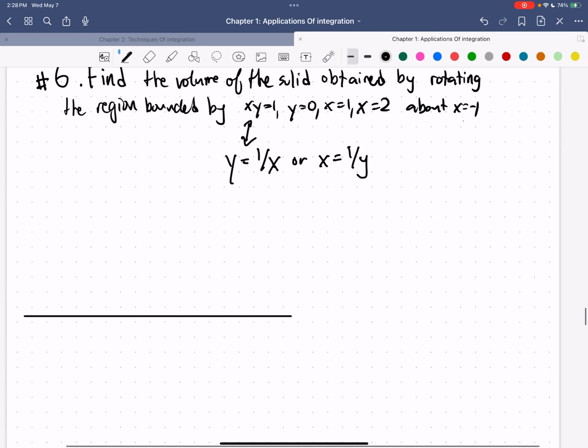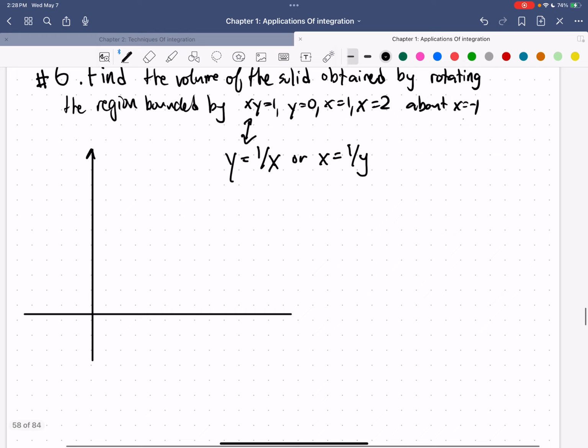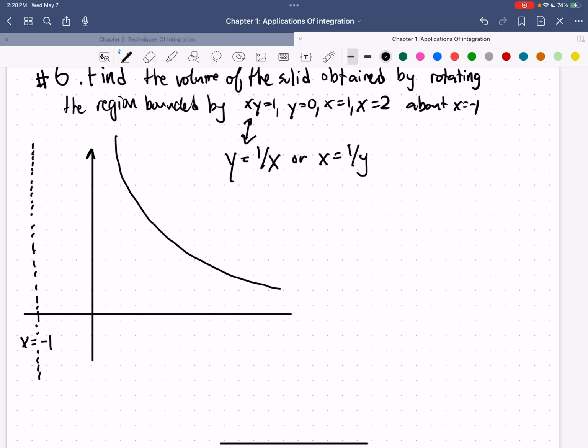So let's start by sketching what we've got. The axis of rotation is x equals -1, so let's put that there. Maybe I'll use a dotted line just for fun. And then we've got xy equals 1. I've already shown here that we can rewrite that as the function y equals 1 over x. So we know what that looks like.